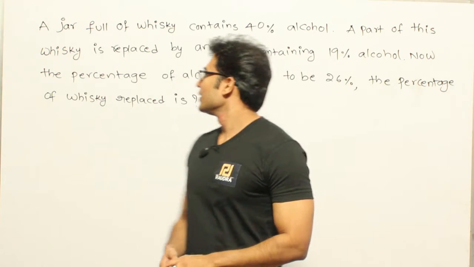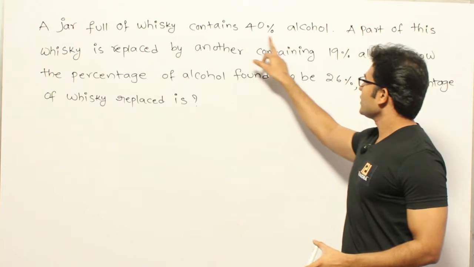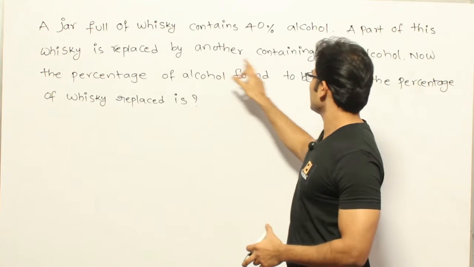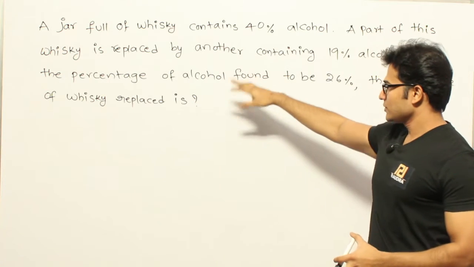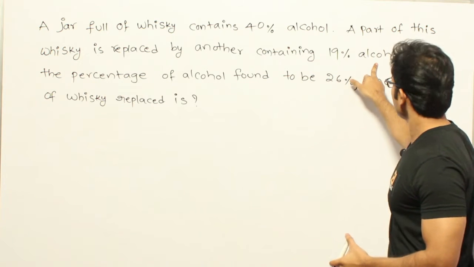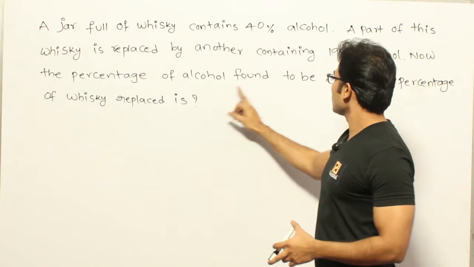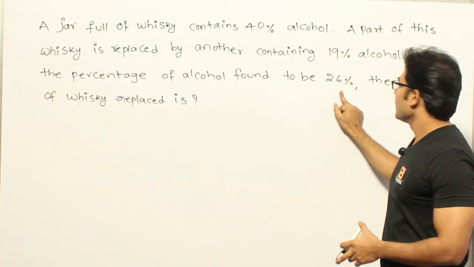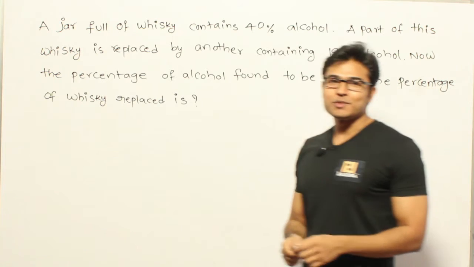Let's see this question. A jar full of whiskey contains 40% alcohol. A part of this whiskey is replaced by another containing 19% alcohol. Now the percentage of alcohol is found to be 26%. Then the percentage of whiskey replaced is?